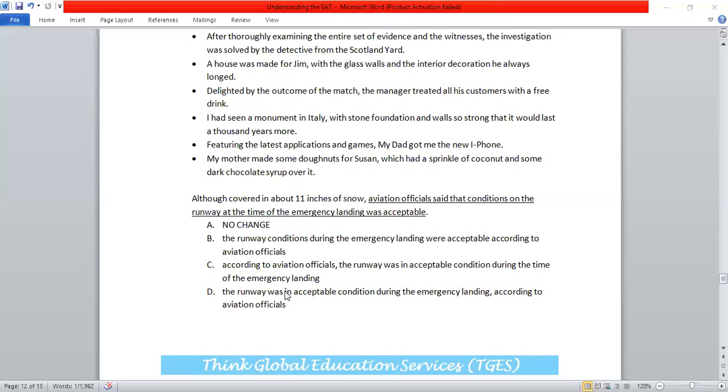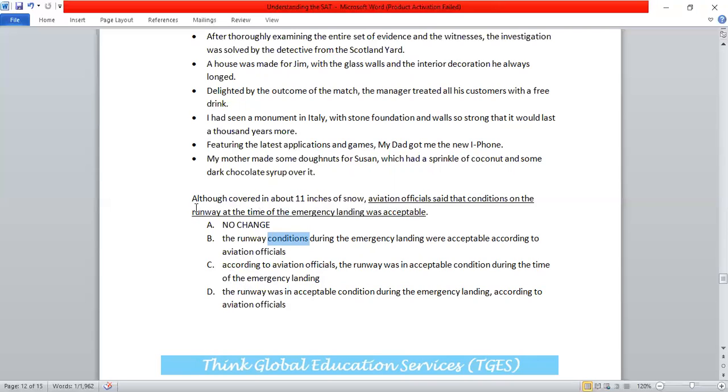Now, if the officials are saying something, that means what's supposed to be covered under 11 inch of snow? The runway is supposed to be covered. Yes. So A and C cannot be the answer. It has to be B or D. Let's look at B and D closely. The runway conditions. Are the conditions covered in snow? No, right? It's the runway.